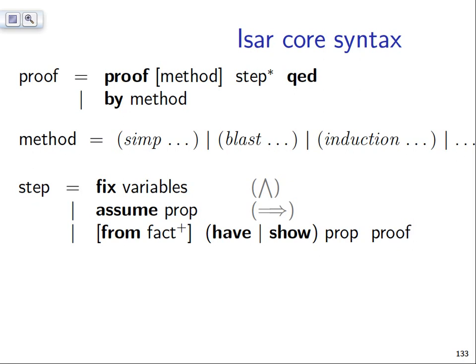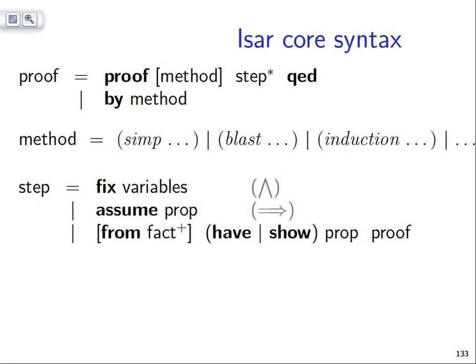And then we can assume something, assume some proposition, and that corresponds to an implication, or rather to the left-hand side of the implication. You assume the left-hand side of the implication, and at the end of the proof block, you'll show the right side of the implication. And then come the actual proof steps where something happens.